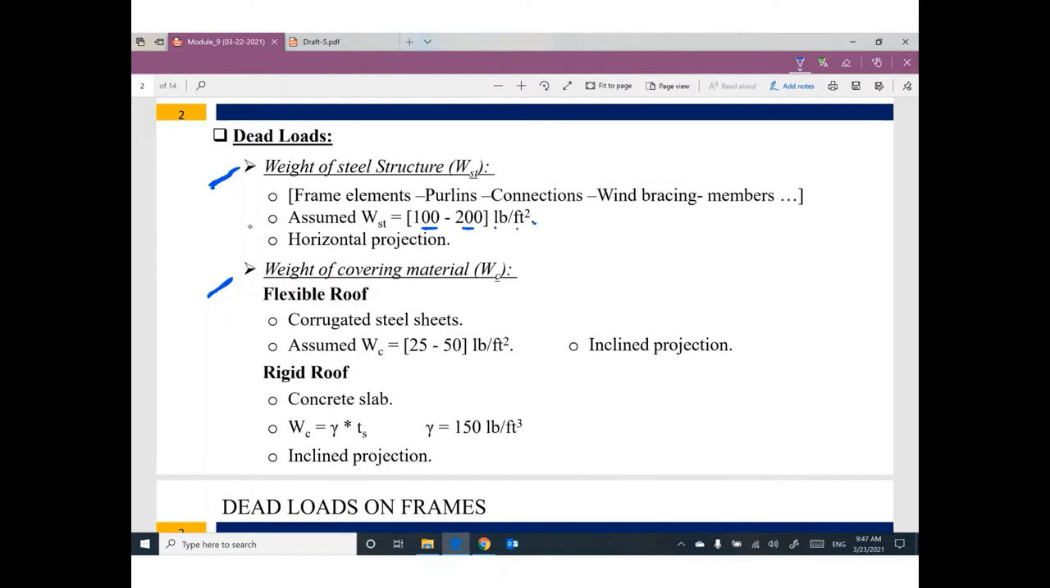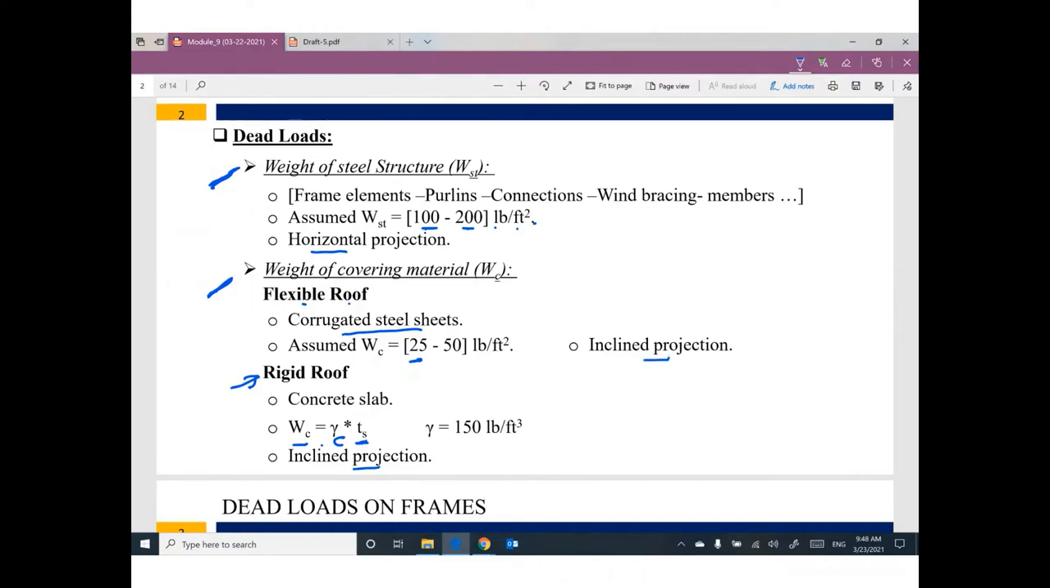The weight of covering material, sometimes the covering roof is flexible roof, just only corrugated steel sheet. At this time, we can assume it between 25 to 50. Or we have rigid roof, which is concrete slab. At this time, the weight of the slab will be gamma concrete times TS. But this one is horizontal projection, and this one is inclined projection.